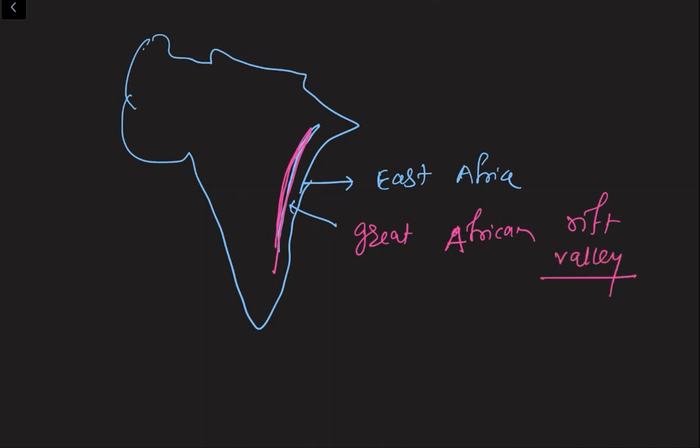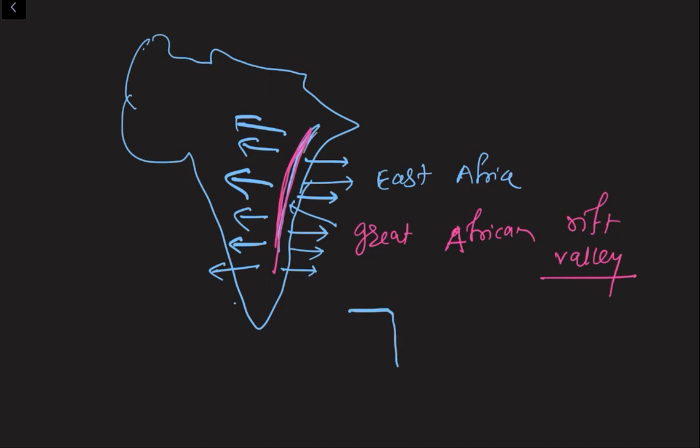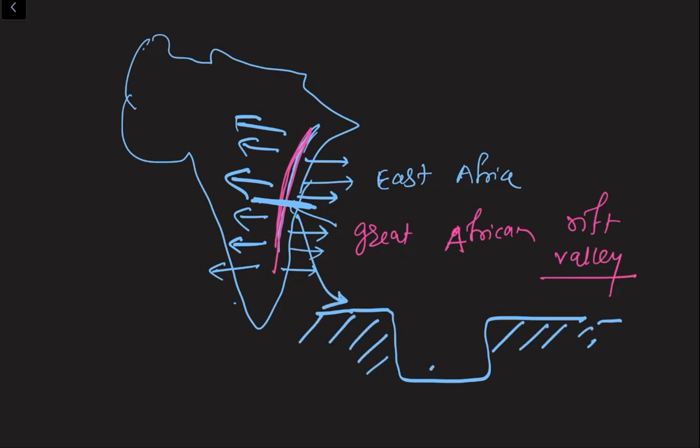So why is it the Great African Rift Valley? It is because what is happening here, this land is moving here, and the eastern part of the African continent is moving here. So there is a tension, and this tension led to the fracture of Africa. This fracture created this type of valley here. Okay, if we take the cross section, it is like this. And this valley is called the Great African Rift Valley.